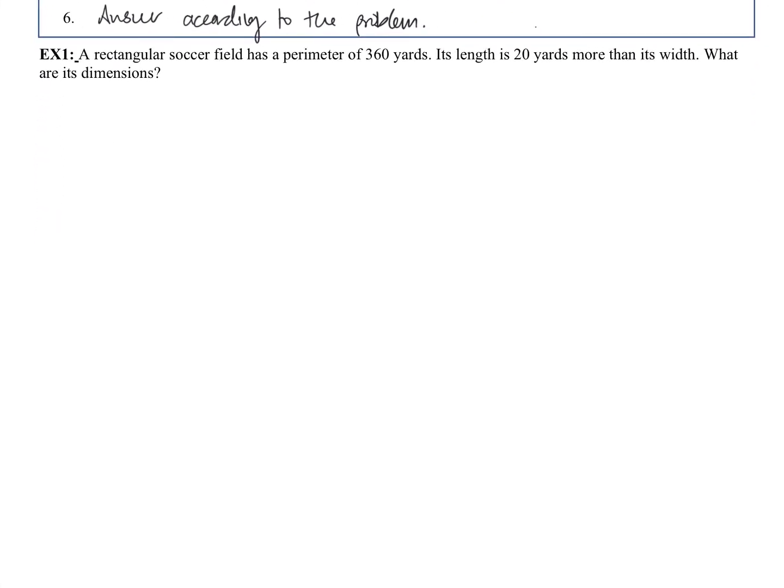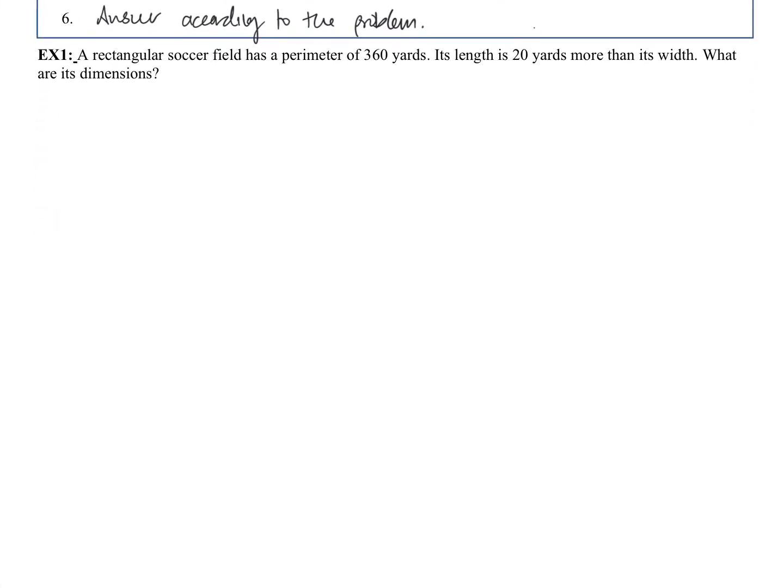A rectangular soccer field has a perimeter of 360 yards. Its length is 20 yards more than its width. What are its dimensions? So, first off, I'm going to go ahead and draw a diagram to get a better idea on what this looks like. So we have a rectangle. The reason I thought of drawing a diagram is because they brought up a shape. Okay, so a rectangle has a perimeter of 360 yards, length is 20 yards more than its width. And we want to know what the dimensions are.